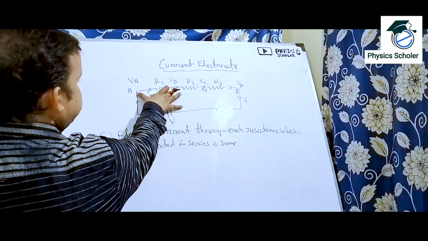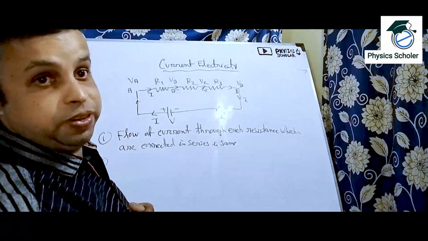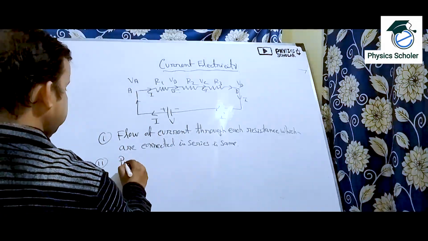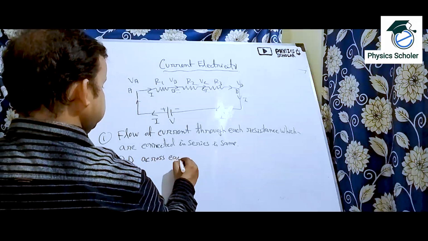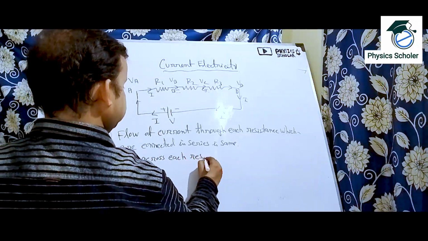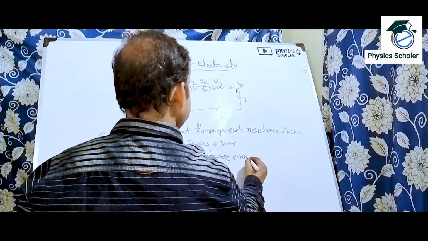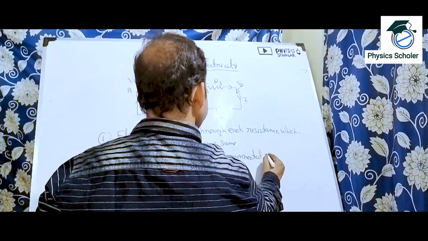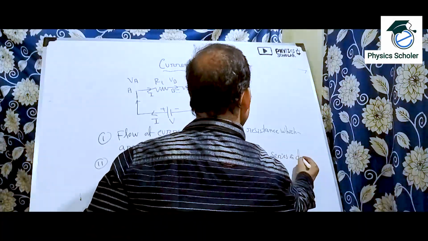So the same current is flowing, but the potential difference across each resistance connected in series will be different. So the potential difference across each resistance connected in series is different.